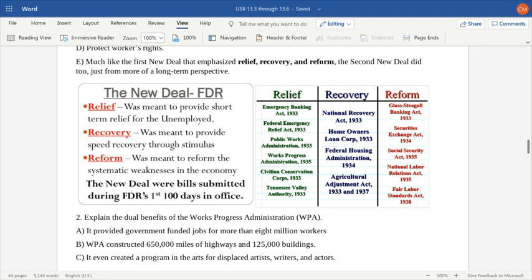In the recovery area, the Agricultural Adjustment Act. If you remember, the farmers were the ones who were really struggling during that period of time, and this was a program in particular focused for farmers.